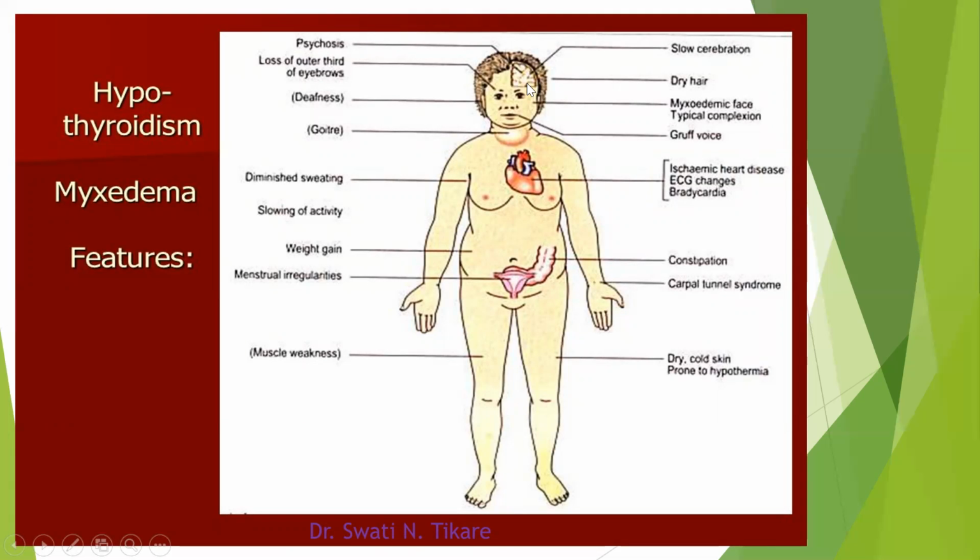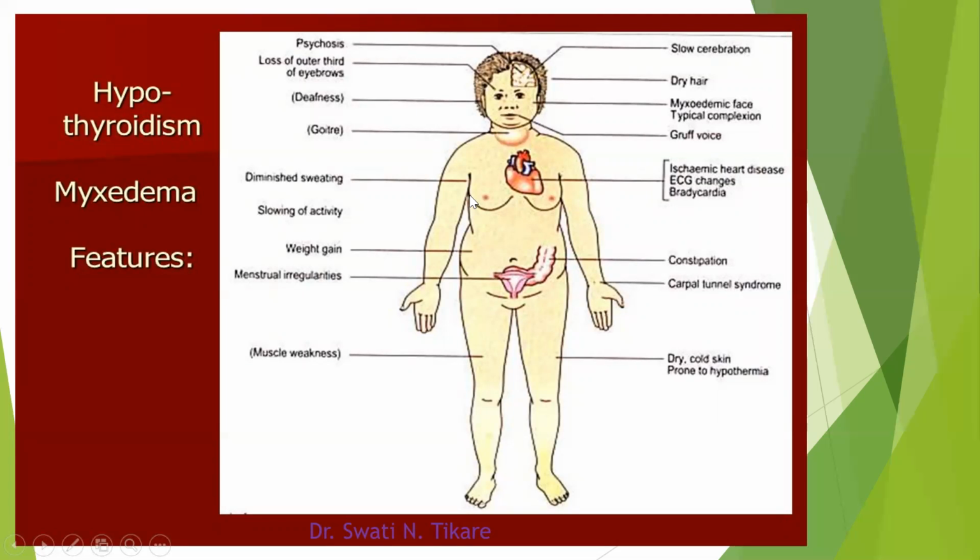Okay, coming to the brain, there is slow mentation, and at the higher end it can lead to psychosis. The hair is dry, the skin is coarse and thick. Then there is periorbital edema, what we call the myxedemic phase, the puffy face. There is a goiter.